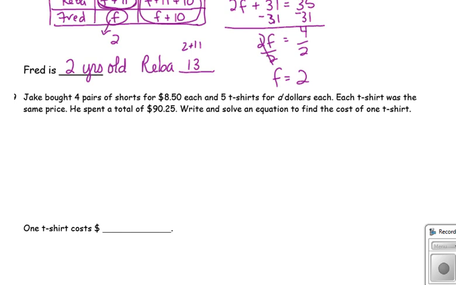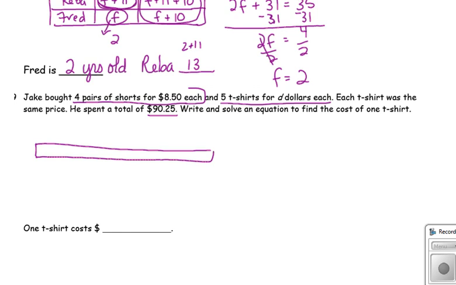Finally, Jake bought 4 pairs of shorts for $8.50 each, and 5 t-shirts for $D each. Each t-shirt was the same price. He spent a total of $90.25. Write and solve an equation to find the cost of a t-shirt. I'm going to show you a diagram that will help you set up your equation for this. We know that the entire purchase cost $90.25.